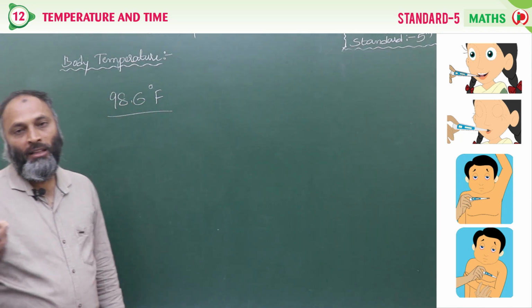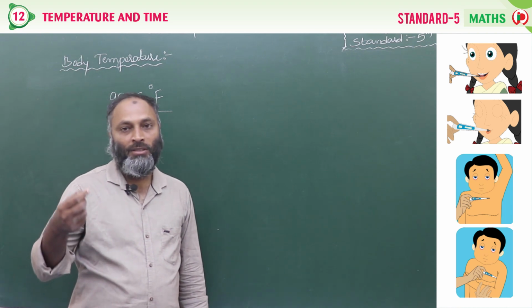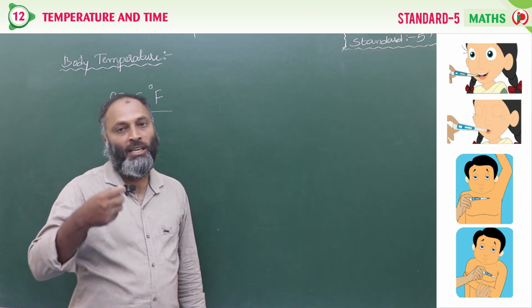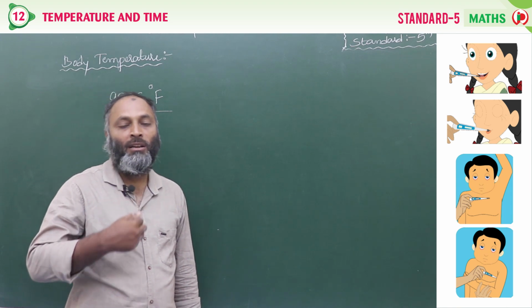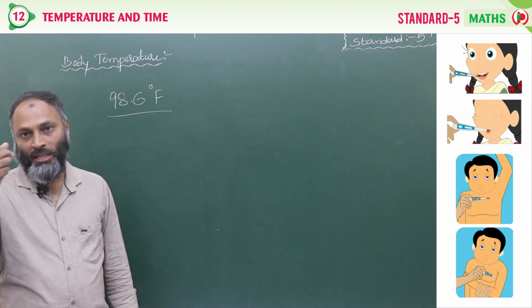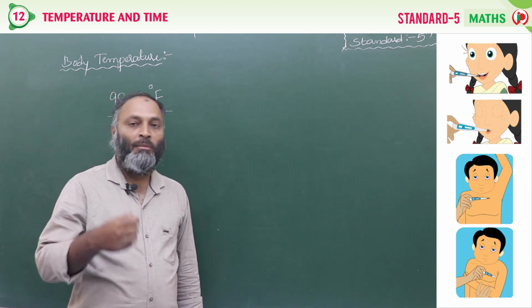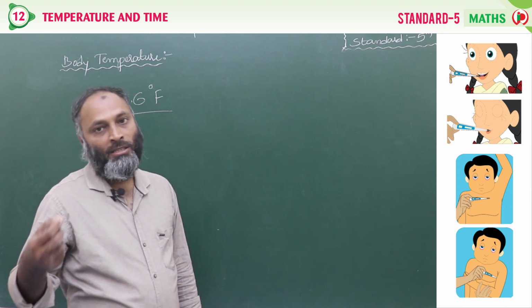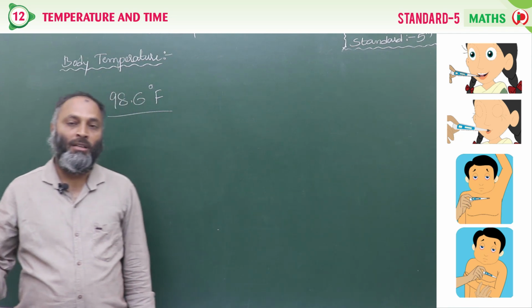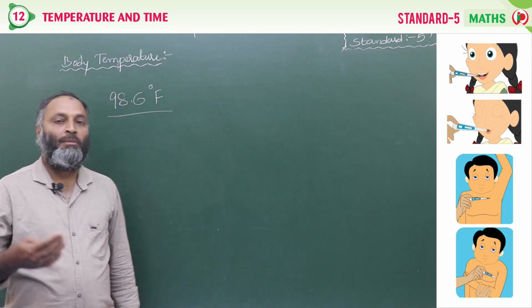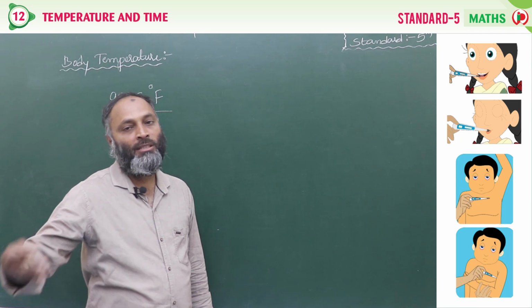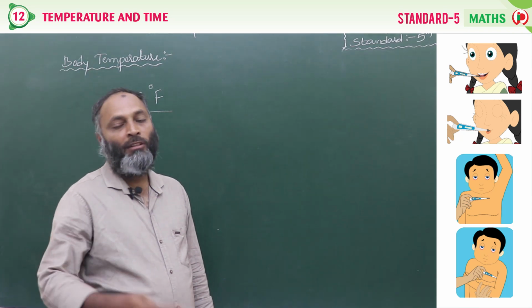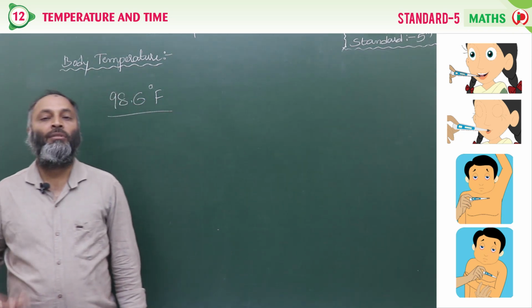By using a clinical thermometer, doctors use the Fahrenheit scale, and they keep it below the tongue. With the Fahrenheit thermometer, they measure the temperature of a person. If the person's temperature is 98.6 degrees Fahrenheit, then he is a healthy person. If it is more than that, then the person has a fever.